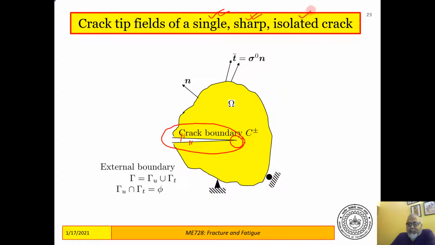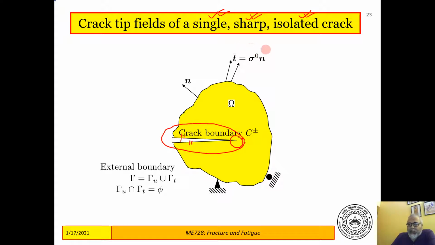It is an isolated crack because this crack tip lies in a domain which is infinite in extent. So this crack tip does not see any of the boundaries, or is not affected by any of the boundaries or any other defects that are in the vicinity. So there is no interaction between this crack and the boundary of the body, nor is there any interaction between this crack and another crack. Usual rules of linear elasticity apply.